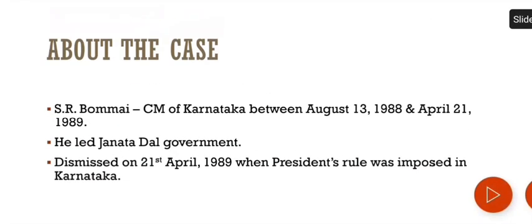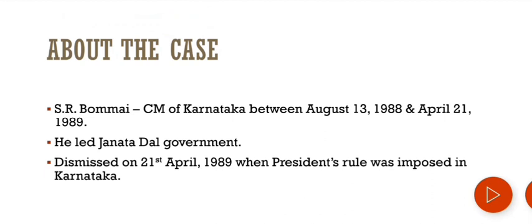Then coming to our case, that is the S.R. Bommai case. So we'll look at this particular case now. Till now we had a background of the constitutional provisions related to this case, and now let's look at the details of the case. So S.R. Bommai, who was this person? He was the Chief Minister of Karnataka between August 13, 1988 and April 21, 1989. He was representing the Janata Dal government. So do remember the years and also the government.